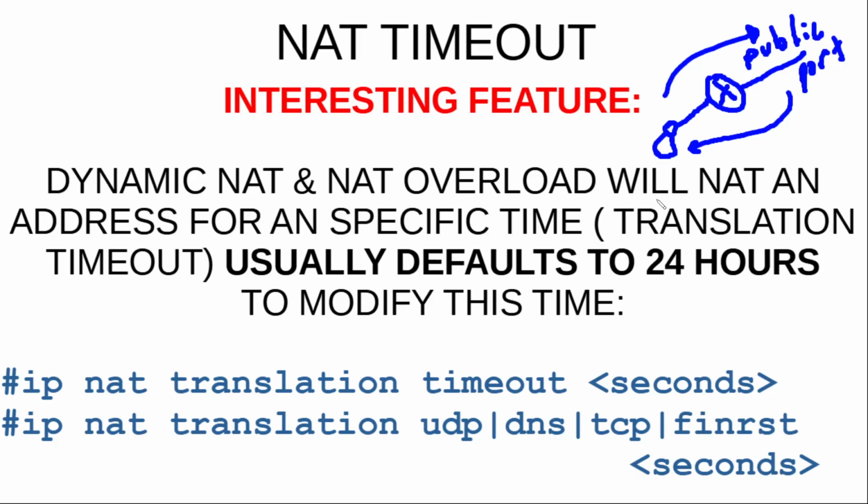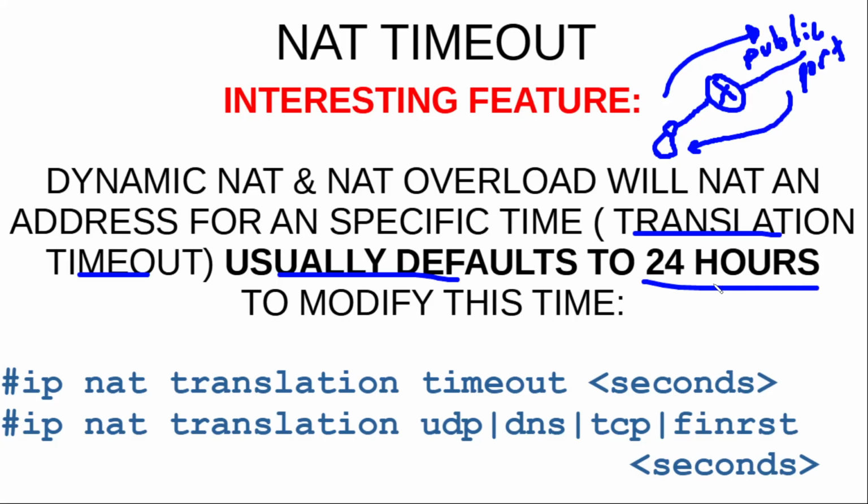Dynamic NAT and NAT overload will NAT an address for a specific time. So each private address will get assigned resources for some time. These resources are not assigned forever. So this is known as translation timeout. It usually defaults to 24 hours. So once a user's IP is NATed through dynamic NAT or through NAT overload, those translation resources will be assigned to these users for 24 hours.